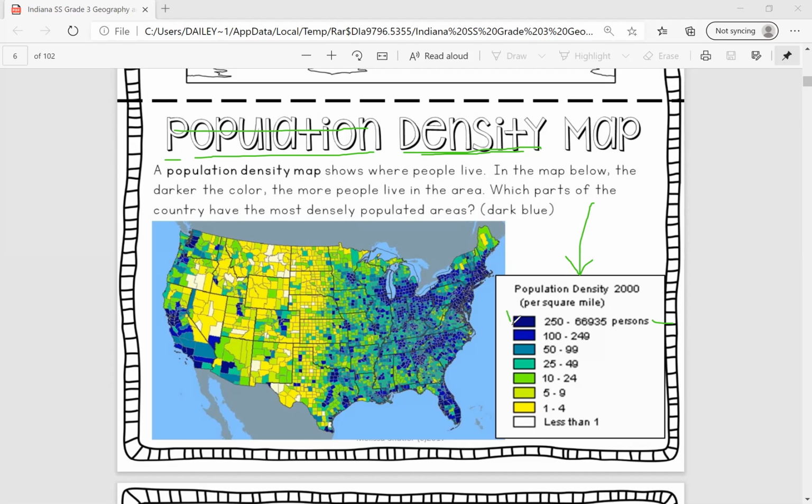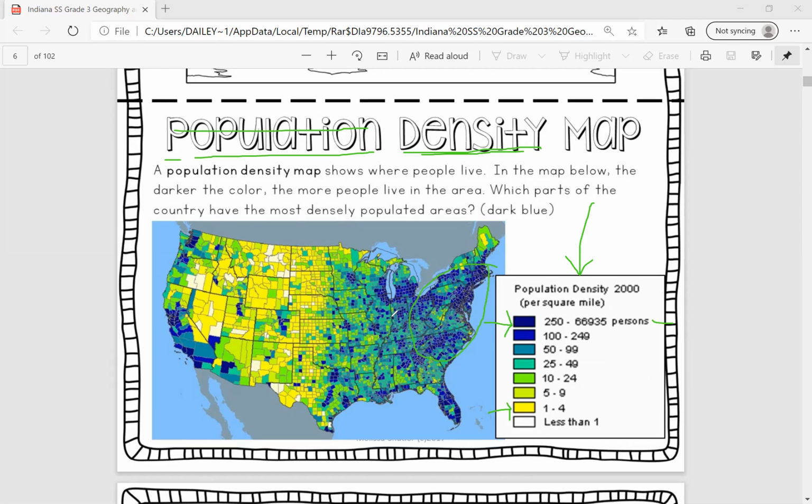This key tells us how many people live in each area. If you see a very dark blue, that means that a lot of people live there. If you see a light color, that means that not very many people live there. In the map below, the dark colors are mostly on the east side of the United States.